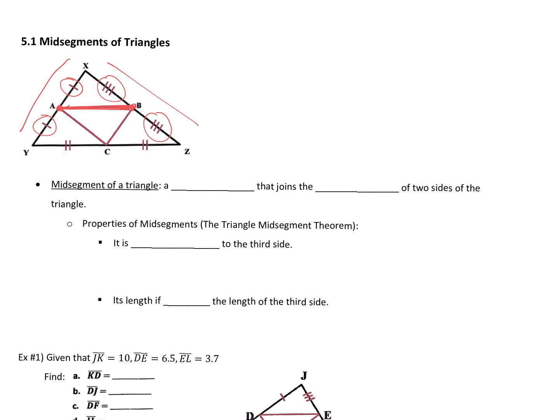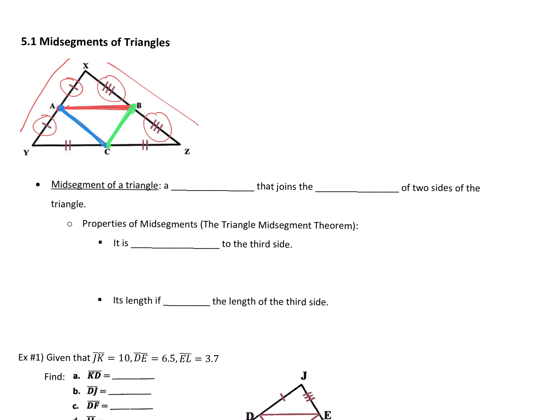Same is true for AC. You have a midpoint at A and a midpoint at C. So AC is also a mid-segment. And then the same thing is true of, which one? BC, yeah. You have a midpoint at B and a midpoint at C, and when you connect those, you get a mid-segment.